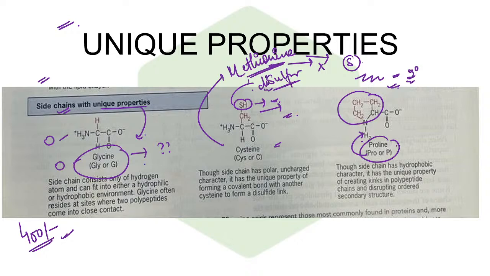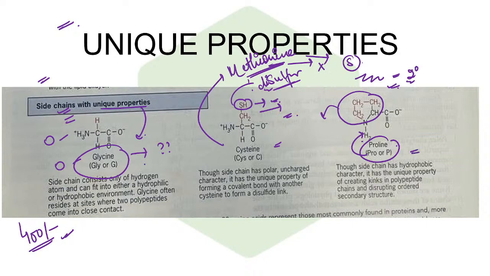Okay. Right. So I hope till here things are clear. So unique properties, which are the unique properties carrying amino acid? First one is glycine. Second is cysteine. Third is proline. Why cysteine is unique? Because it's having a free SH group. Why proline is unique? Because it can disrupt your secondary structures. Okay. It can disrupt your secondary structure.